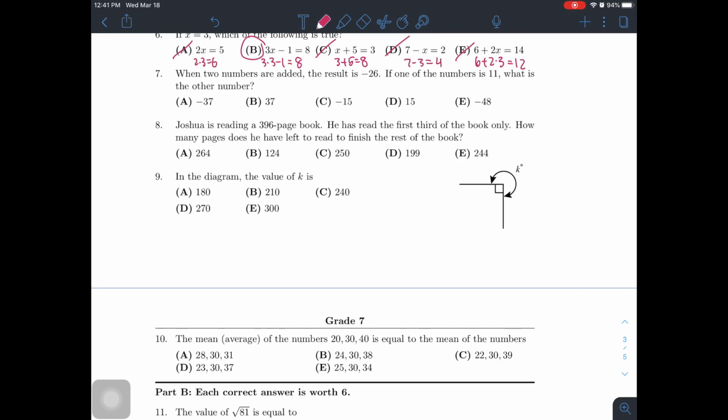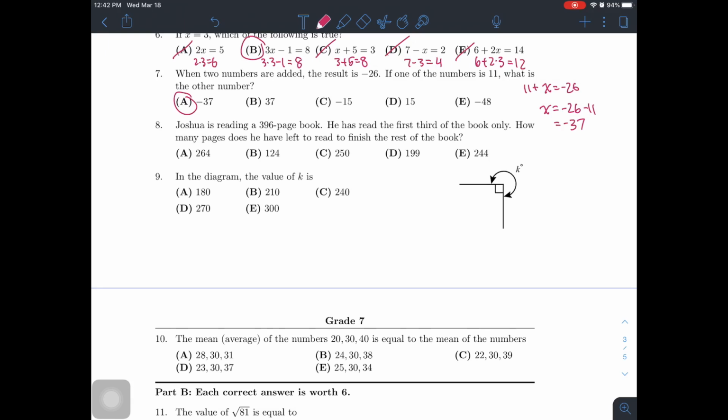Number 7. When two numbers are added, the result is negative 26. If one of the numbers is 11, what is the other number? If 11 plus another number, let's say x, equals negative 26, we know that x equals negative 26 minus 11, which equals negative 37. So the answer is A.